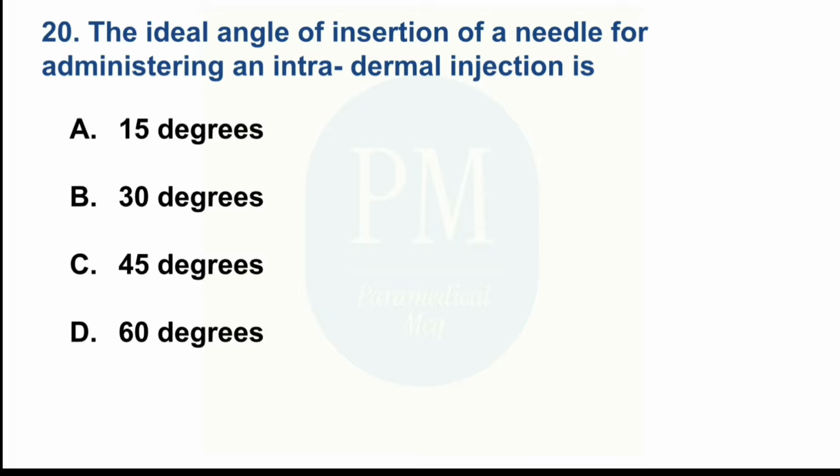The ideal angle of insertion of a needle for administering an intradermal injection is option A, 15 degrees, option B, 30 degrees, option C, 45 degrees, option D, 60 degrees. The correct option is option A, 15 degrees.